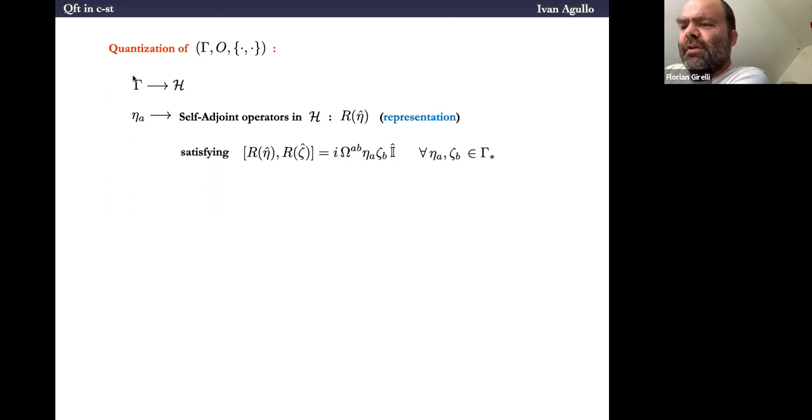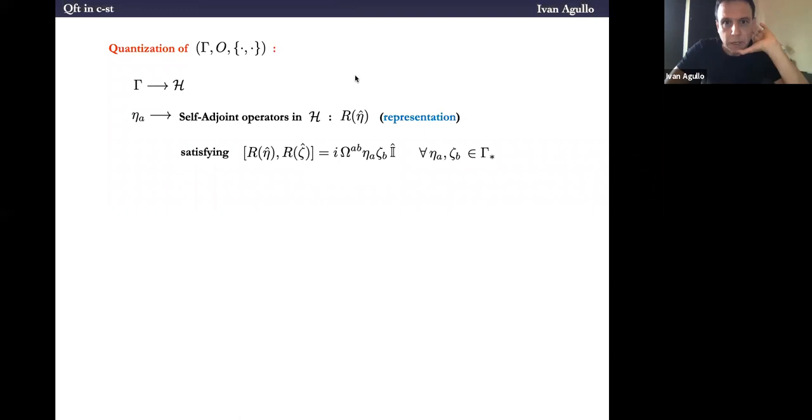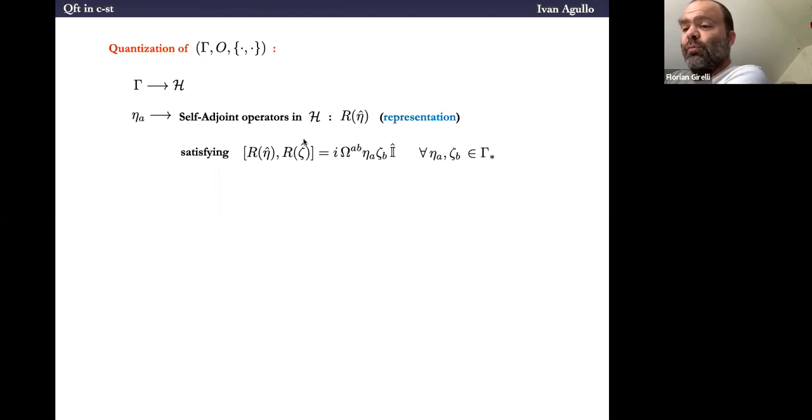Ivan, there is a question. I think it's related. Before you move to quantization, Deepak asked: how do we know that the symplectic structure is the only way to construct dynamics on the phase space? Are there theorems in this regard? I don't understand the question very well. He's asking whether you use the symplectic structure to build your dynamics, and he's wondering whether that's the only way.